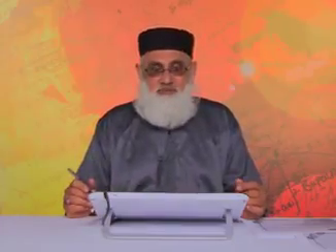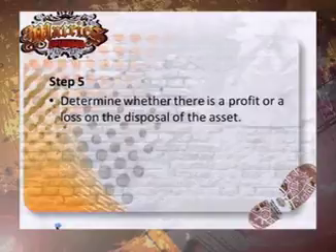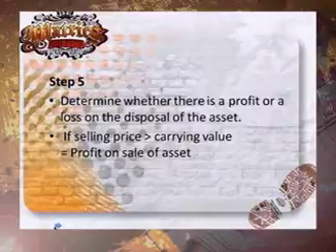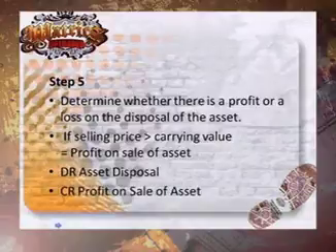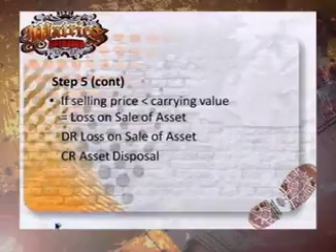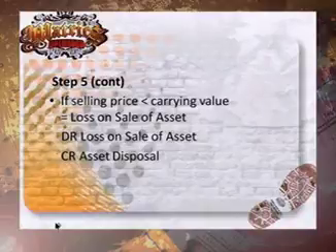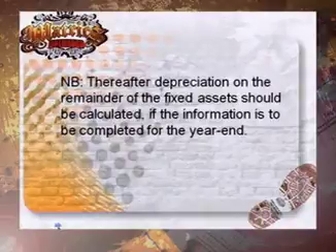Now we come to step number 5. What are we going to be doing here? Determine whether there's a profit or loss on the disposal of the asset. And how do we do that? If my selling price is greater than the carrying value, then I've made a profit on sale of asset. And I would debit my asset disposal and credit my profit on sale of asset. If my selling price is less than the carrying value, then I would make a loss on sale of asset. In that case, I would debit the loss on sale of asset and credit my asset disposal.